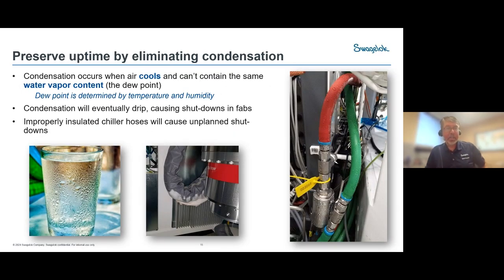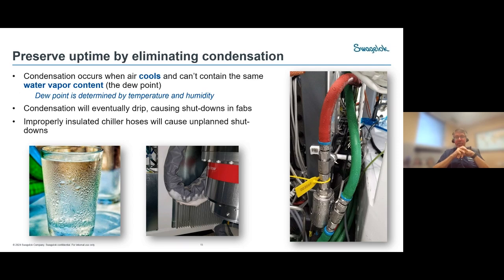Thank you. The last one that Brian mentioned is preserving uptime. Not only do we improve yield, but we want to improve uptime as well. A lot of unplanned downtime is due to condensation dripping where it shouldn't be dripping, which is within the fab or even in the sub fab. This dripping could be caused by leaks in one case, but in the case of uninsulated hoses, it's caused by condensation. That condensation occurs because the air on the outside of the hose or surface cools below the dew point, and that colder air cannot hold the same amount of water vapor. This is what causes the condensation.